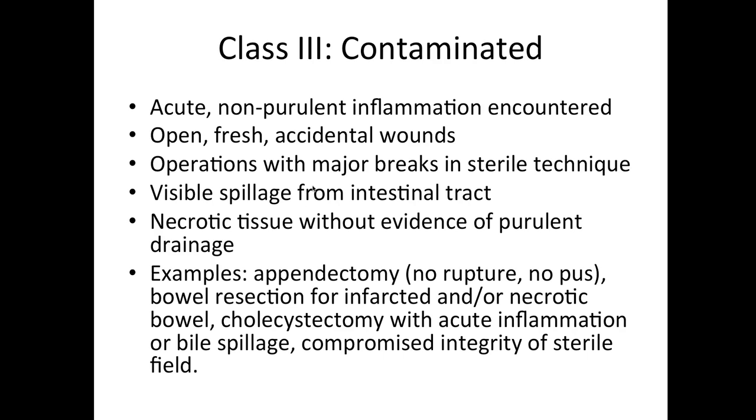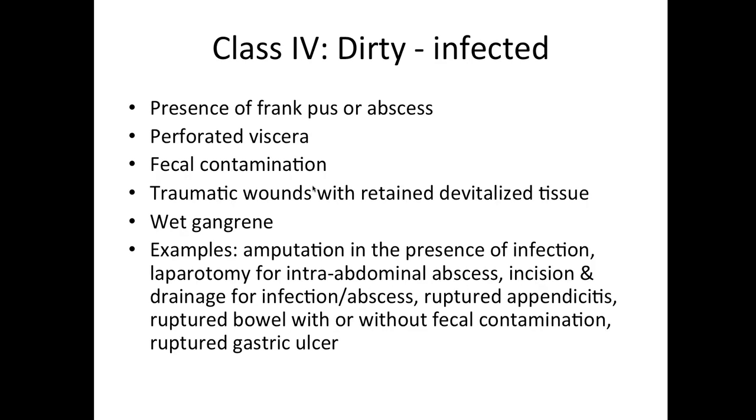Operations with major breaks in sterile technique would be class 3. Visible spillage from the intestinal tract would take place, or we would see necrotic tissue, meaning tissue death, without evidence of purulent drainage. Examples of this would be an appendectomy where there was no rupture and no pus, bowel resection for infarcted and or necrotic bowels, cholecystectomy with an acute inflammation or bile spillage, and compromised integrity of the sterile field.